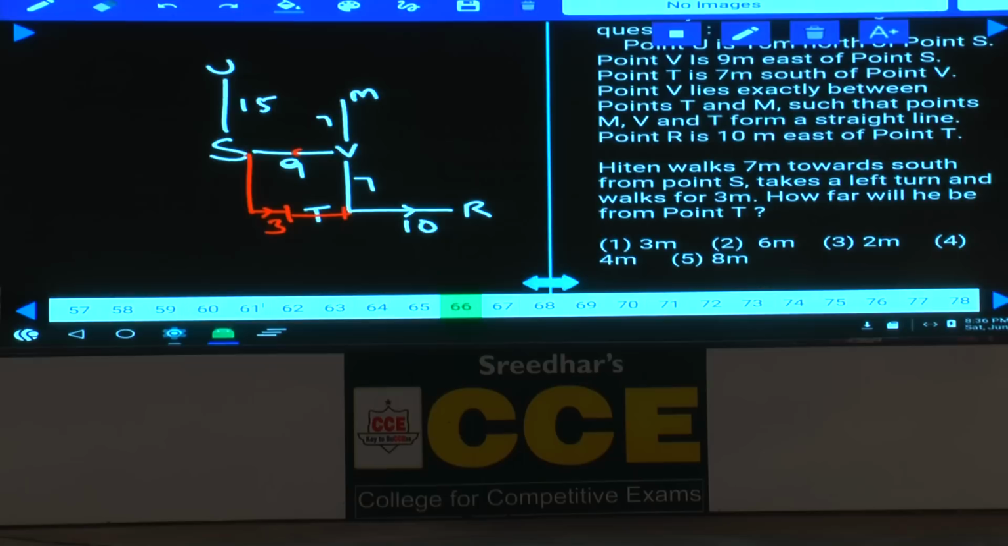Now the total is 9. Out of this 9, 3 is covered and 6 more is to be covered. That is choice 2, 6 more meters. The distance between these two is 6.